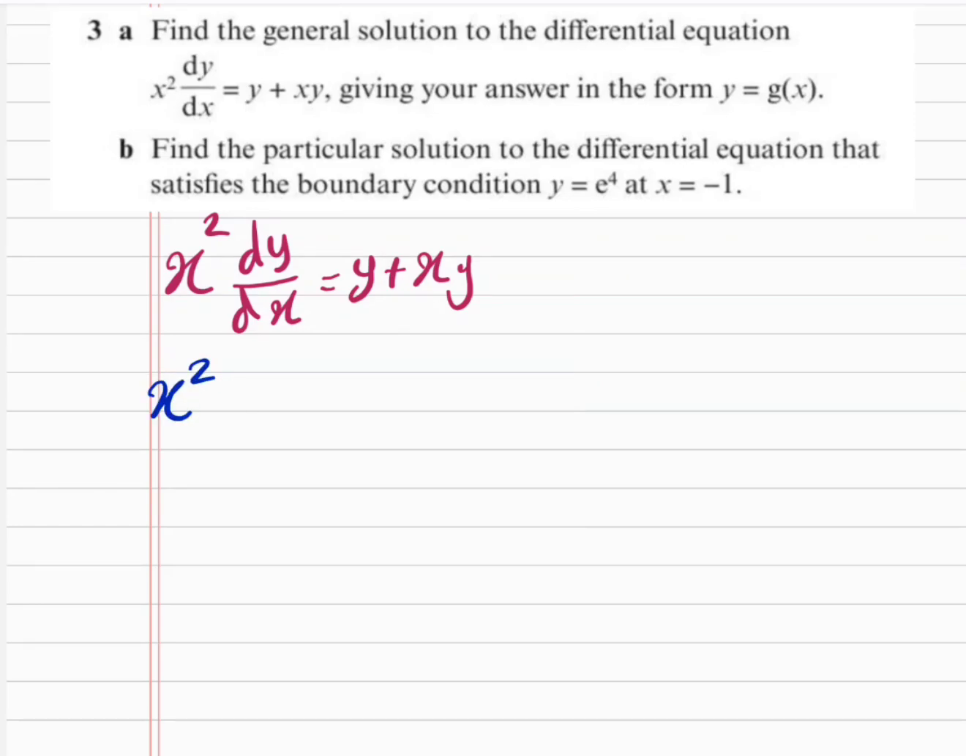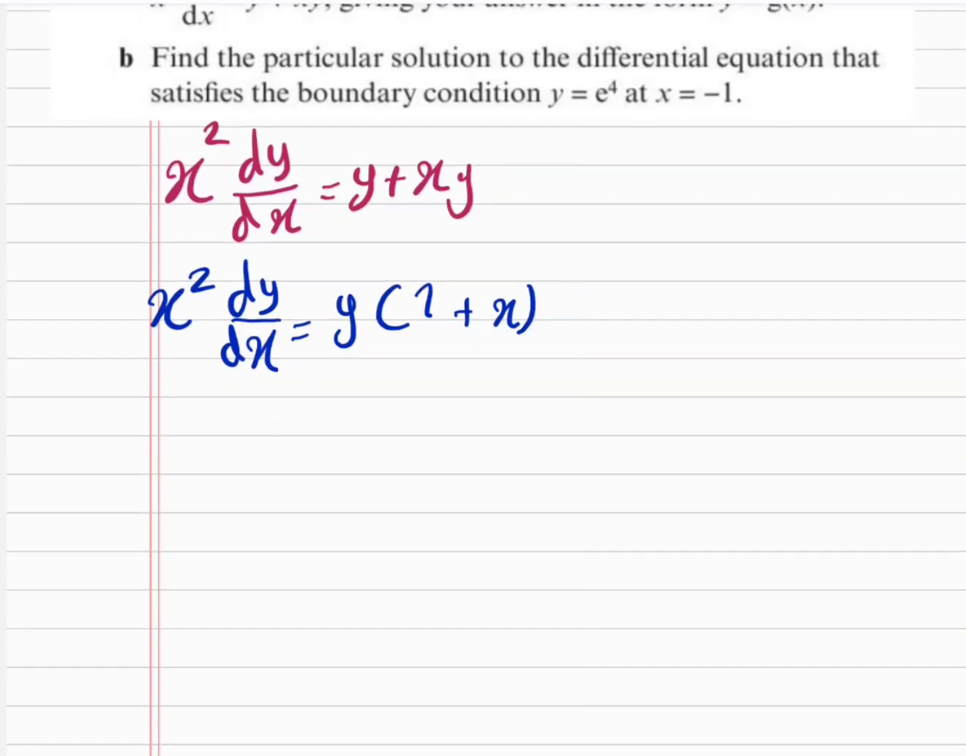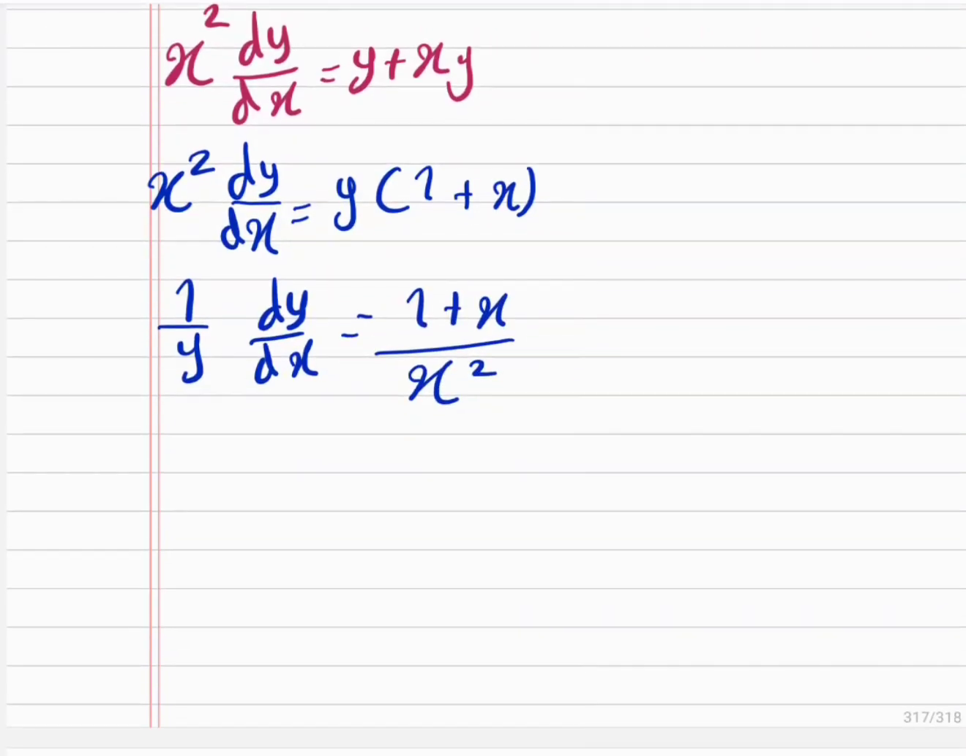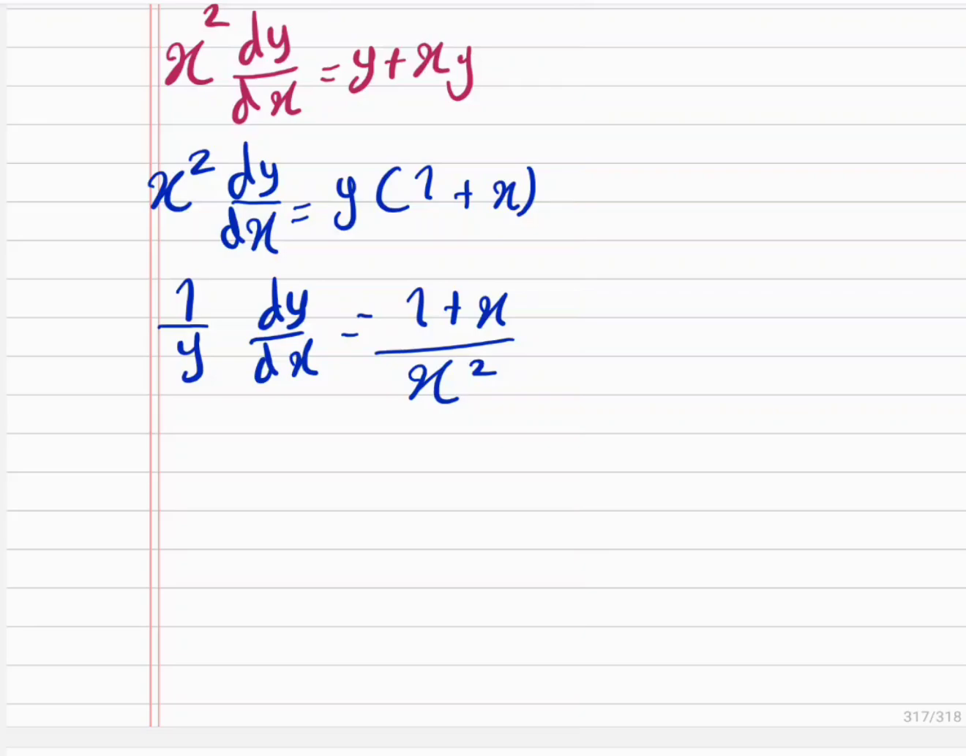So first of all, we need to try to keep the y terms on one side and the x terms on the other side. One thing that we can do is take a factor of y on the right hand side, because that gives us 1 plus x. And now we are in a position to use separation of variables, because we can divide both sides by y. So y will go to the other side. And also we can divide by x squared, so that we'll have 1 plus x over x squared on the right hand side. And now we can multiply by dx.